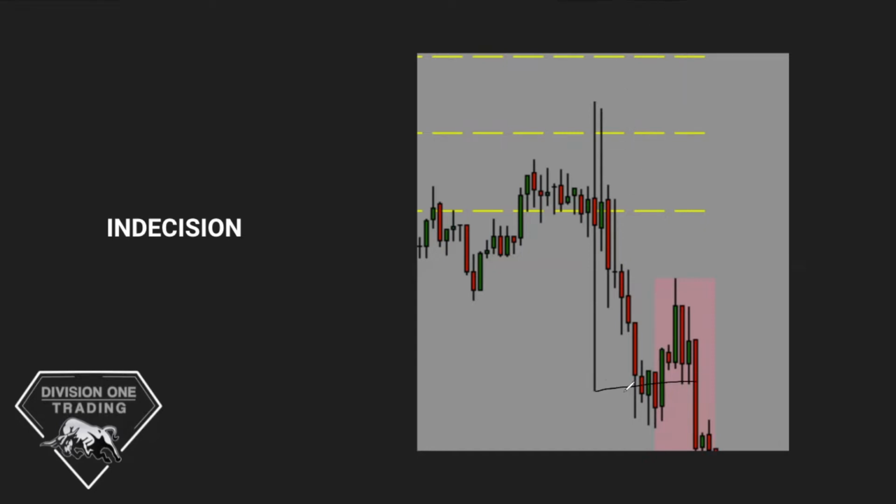Generally, we do see a fake out as well. So just understand that there's going to be opportunity at the wicks of that indecision candle. That's the biggest takeaway: you need to be waiting for one of those wicks to be breached to get an understanding of what's going on.